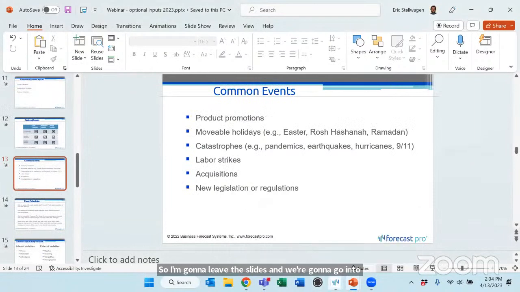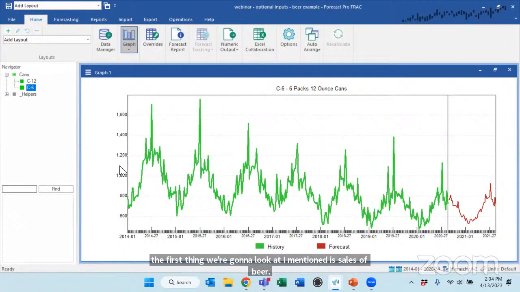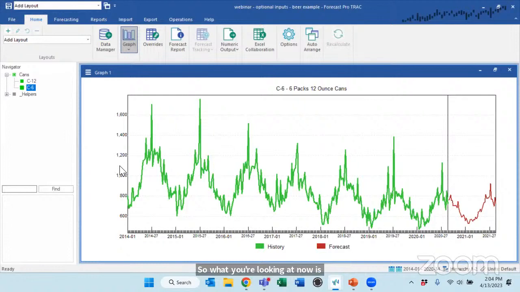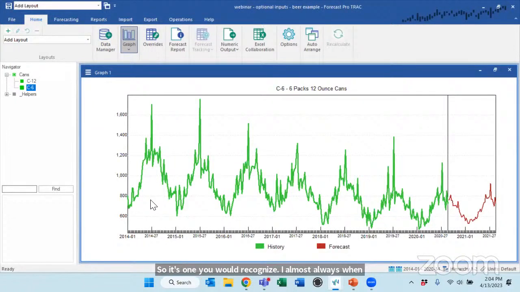And the first thing we're going to look at, I mentioned, is sales of beer. So what you're looking at now is sales of beer in a specific state in the United States. The green line on the screen is sales in six-packs. And this is a big name brand, okay? So it's one you would recognize. I almost always, when I'm approaching a forecasting operation, look at the graph and try to understand, what do I see? What do I see when I look at this graph?